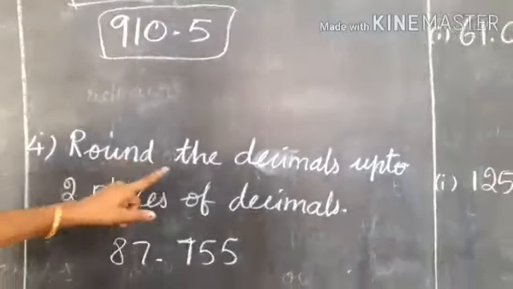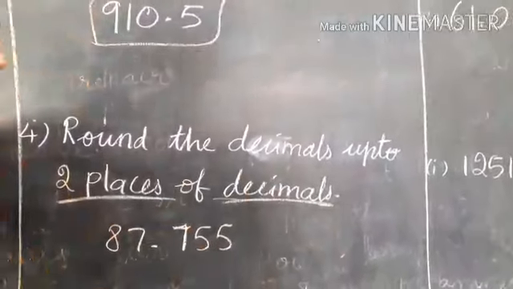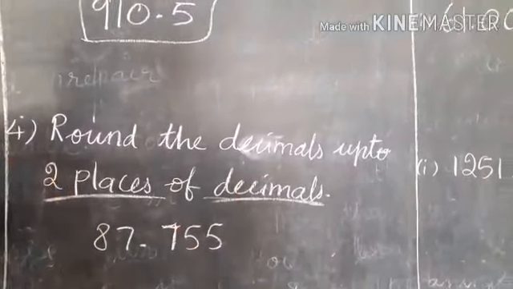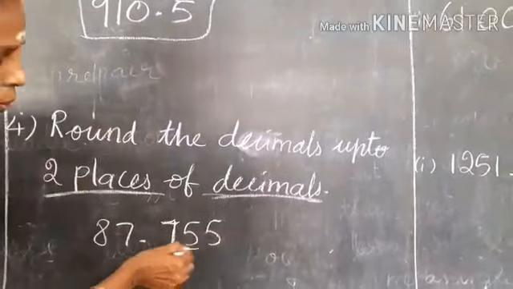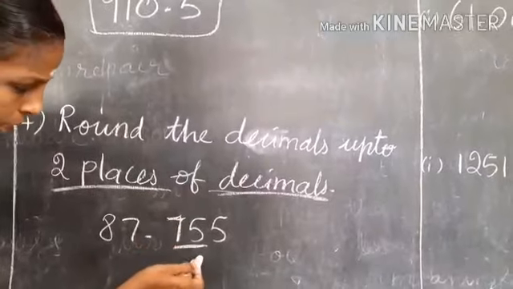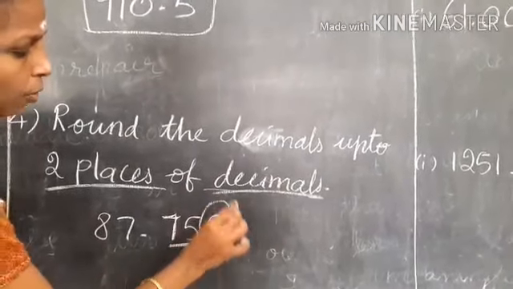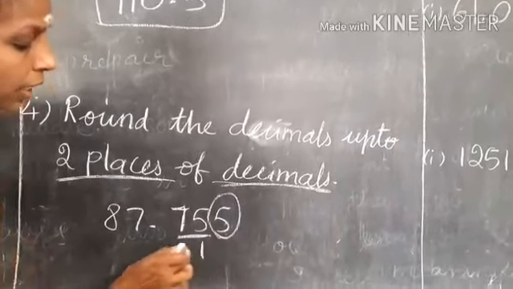Next one, round the decimals up to 2 places of decimals. 2 places of decimals means which 2 places do we have to take, children? In the decimal part we have to take 2 places. Okay. So if we take two places, we should compare the third place, that is 5. 5 or more than 5 means we have to add 1 to the underlined digit.